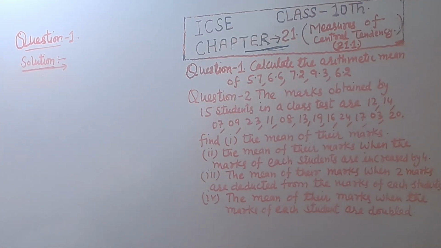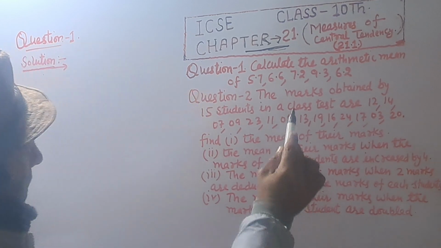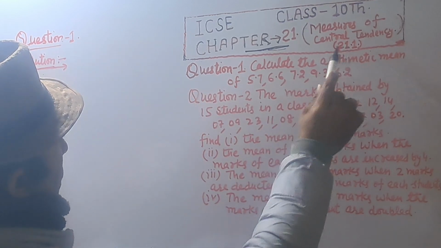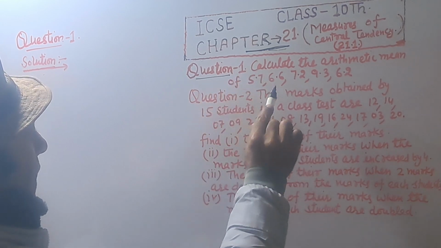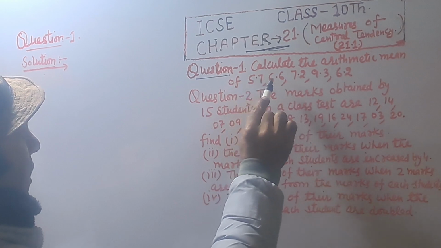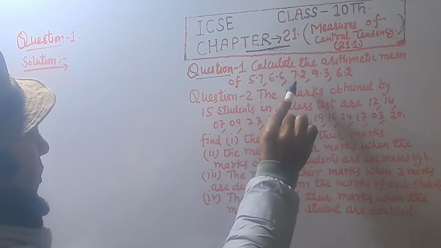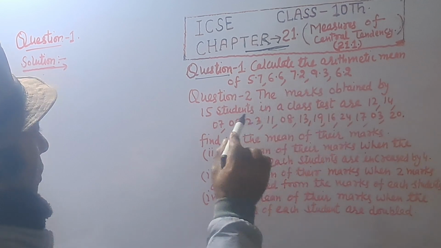Chapter 21, Measures of Central Tendency. Exercise 21.1. Question number 1. Calculate the arithmetic mean of 5.7, 6.6, 7.2, 9.3, 6.2.